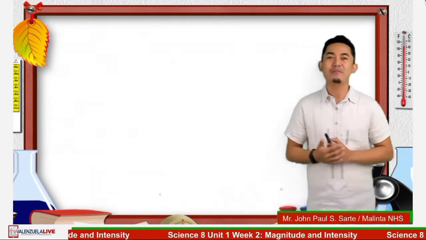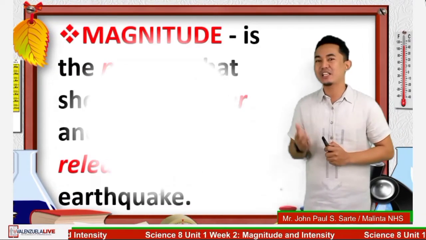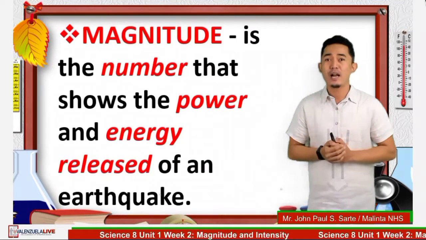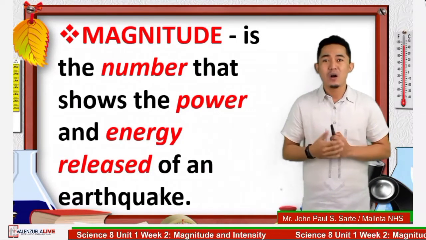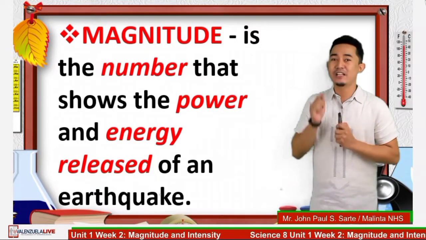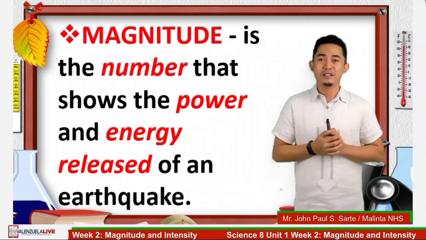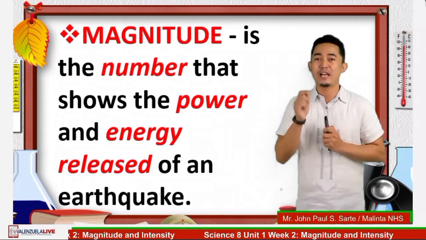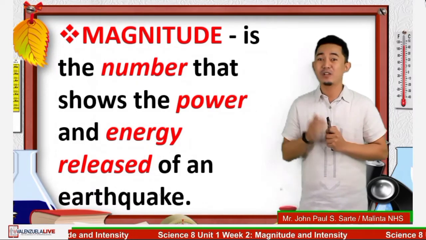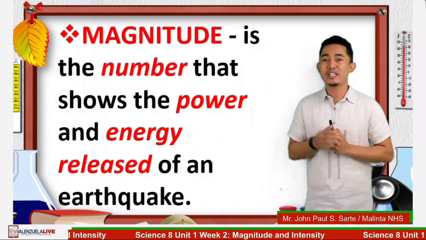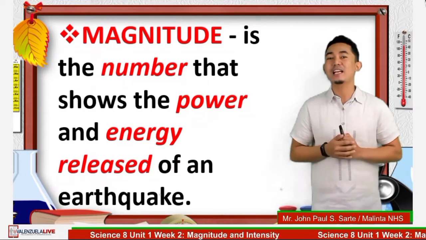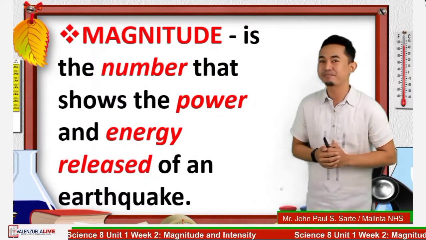Now, to define magnitude, when we say magnitude class, it is the number that shows the power and energy released of an earthquake. Meaning, it is the number that we can see in every news, like magnitude 5, 7, 8, or 6, or it could be 9, which can also hit any places in our country as well as in other countries.